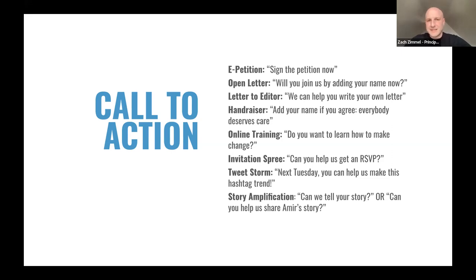And a hand raiser is really similar to an e-petition, but an e-petition tends to be a little bit more specific. It might say, here's a 3-point plan that we want you, our advocacy target, to action or to roll out. Whereas a hand raiser is much more broad. And it might be something like, add your name if you agree. Every person deserves care. And then we're just asking as many people as possible to raise their hand and say, I agree.